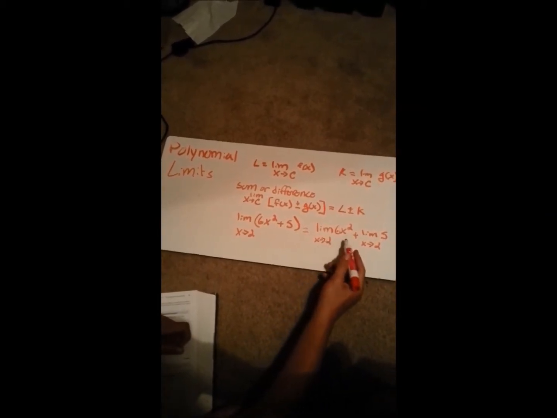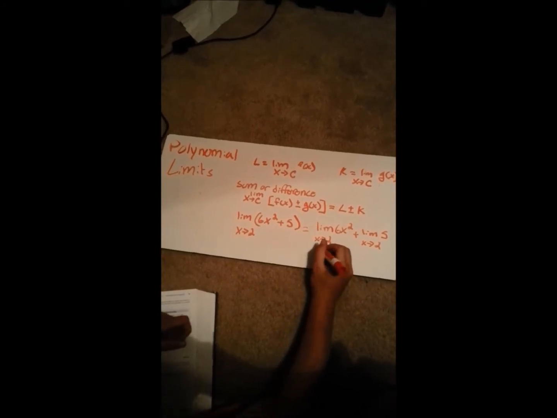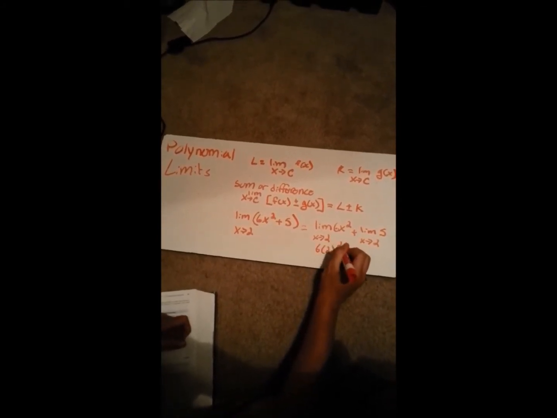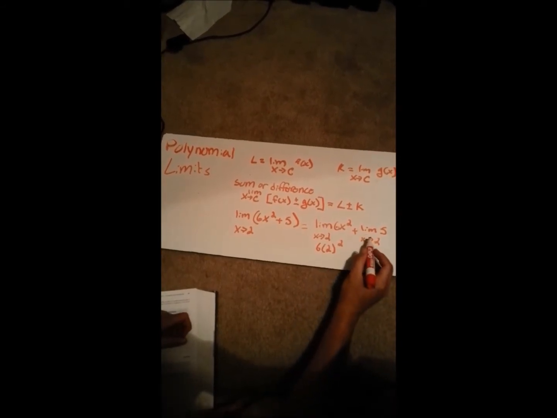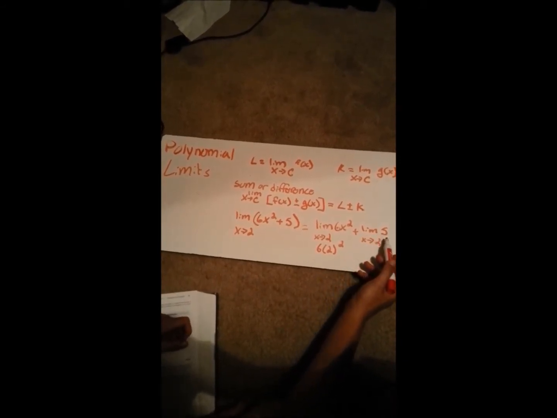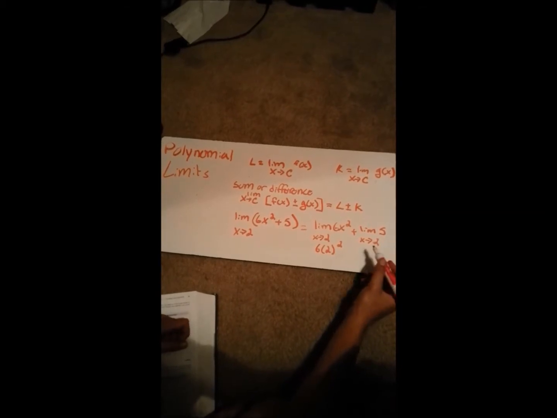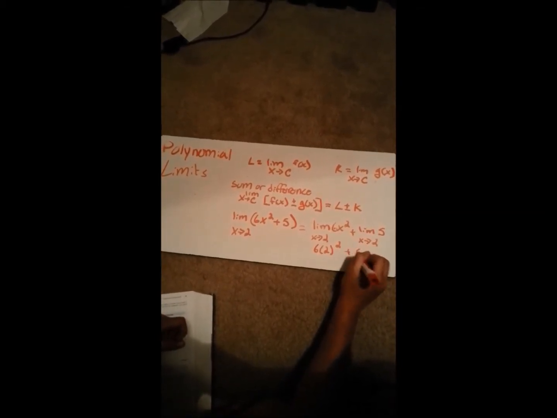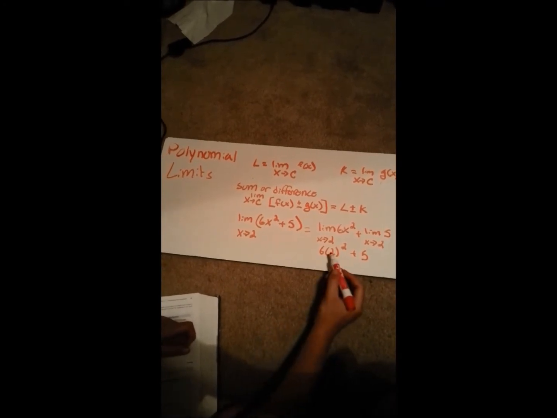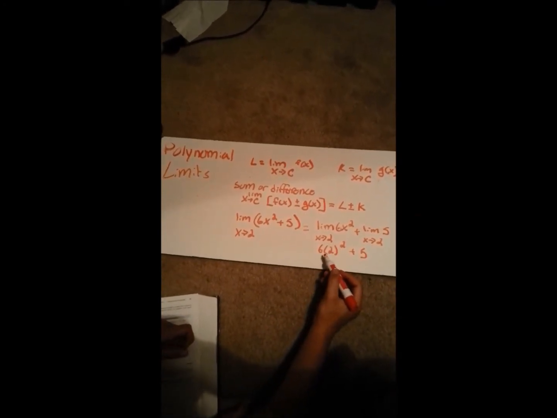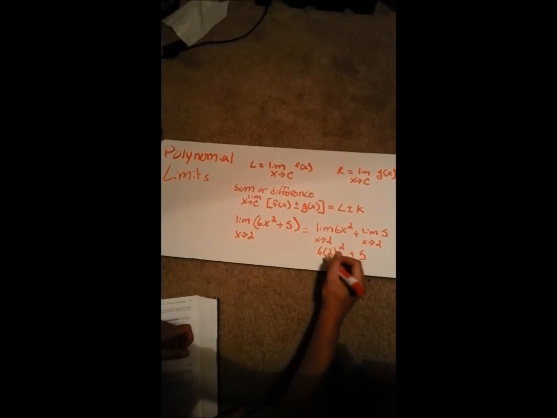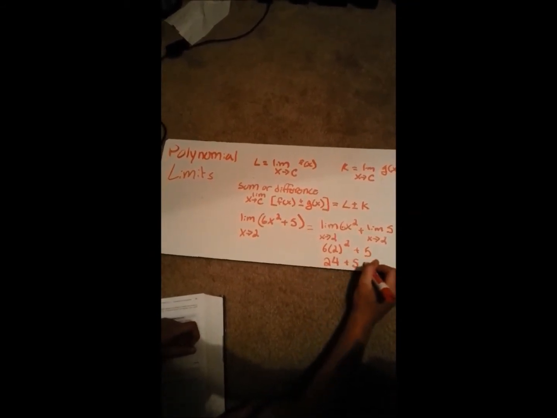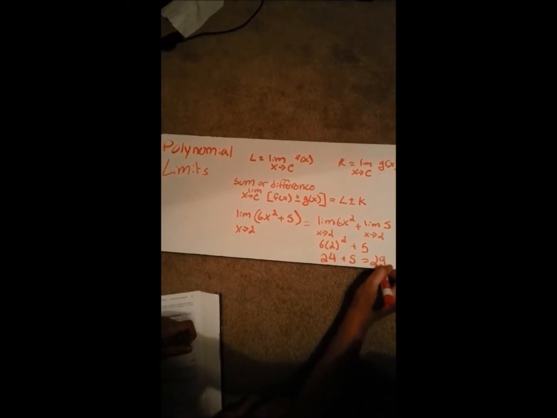We can use direct substitution for this problem, and we will get 6 times 2 squared. And here we have no variable x, so we just have 5. So plus 5. 2 squared is 4, times 6 is 24. Plus 5, and our answer is 29.